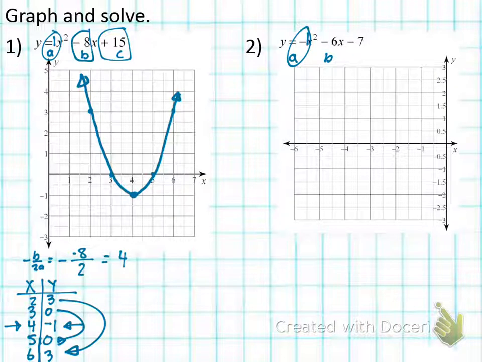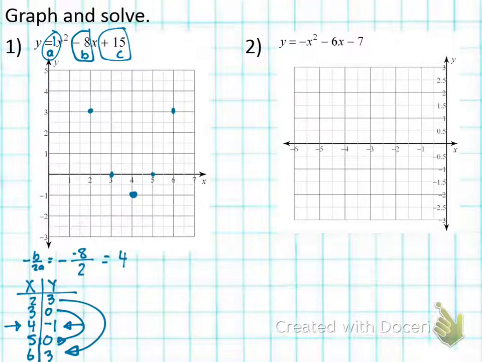Nope, that's the next question. So those are my two answers, 3 and 5. Okay? Oops, sorry. Alright? So, 3 and 5 are my two answers.